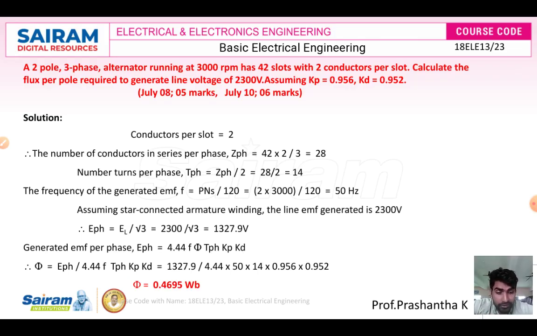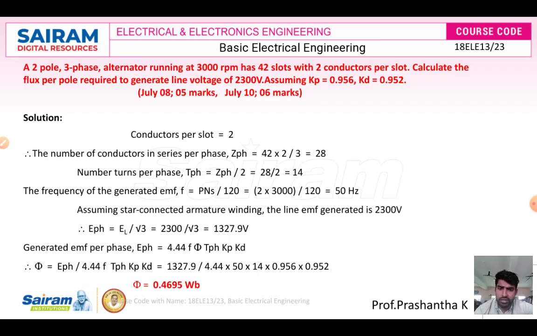Number of turns per phase, T phase, is equal to Z phase by 2, because one conductor of one phase is connected to another conductor of the same phase, forming a turn. So turns per phase: 28 by 2 is 14.